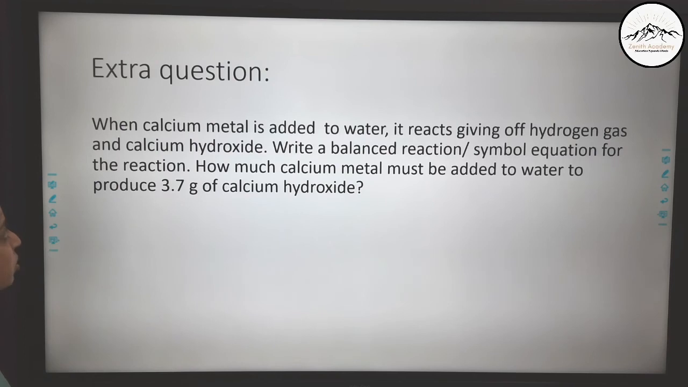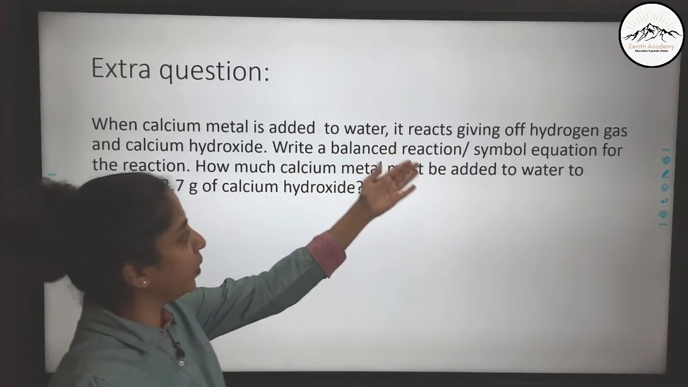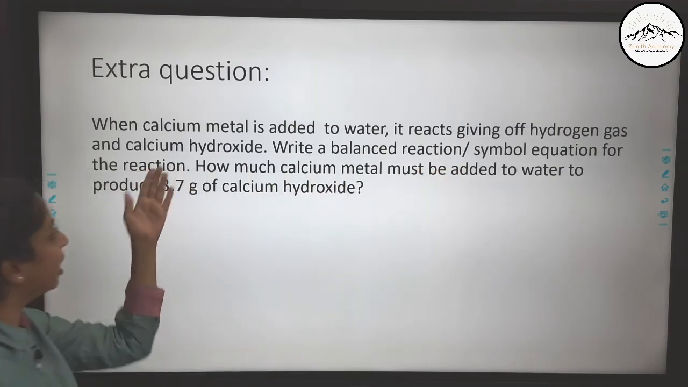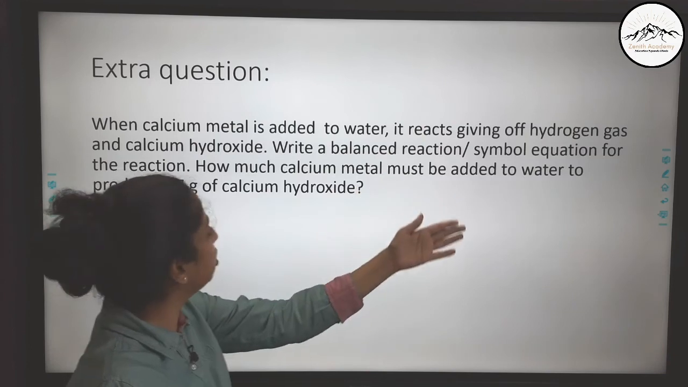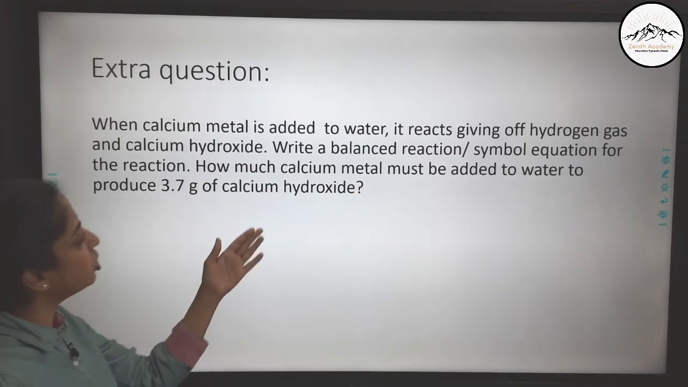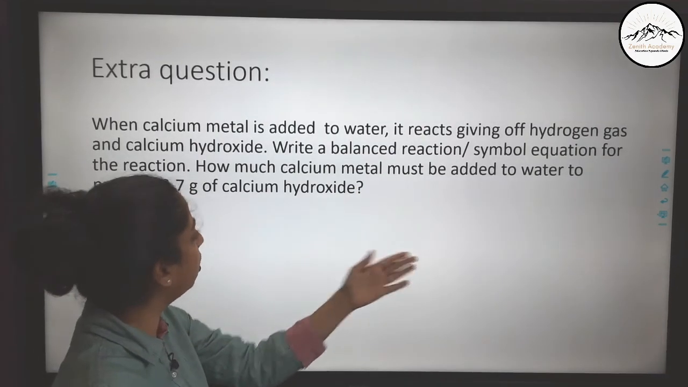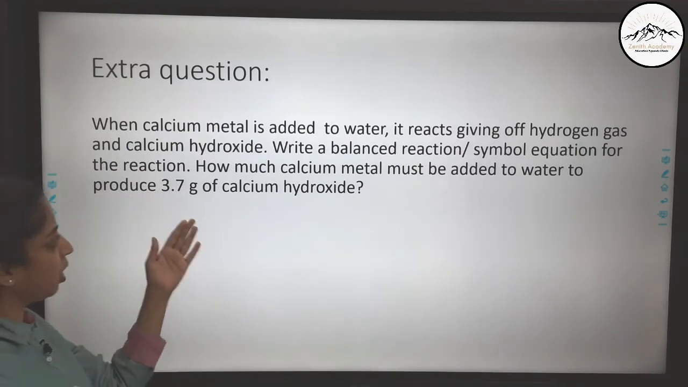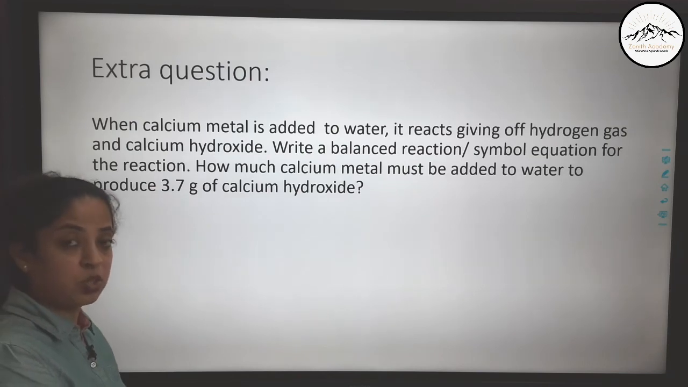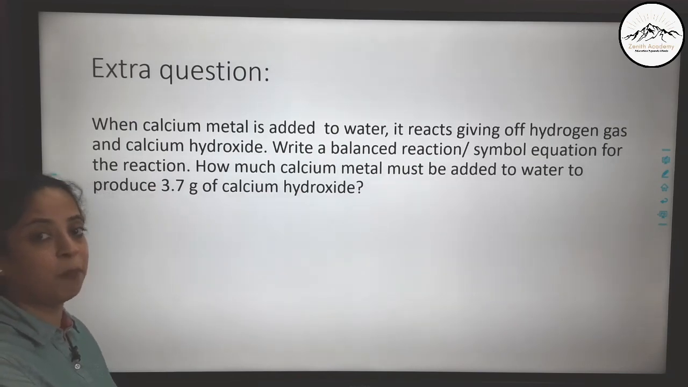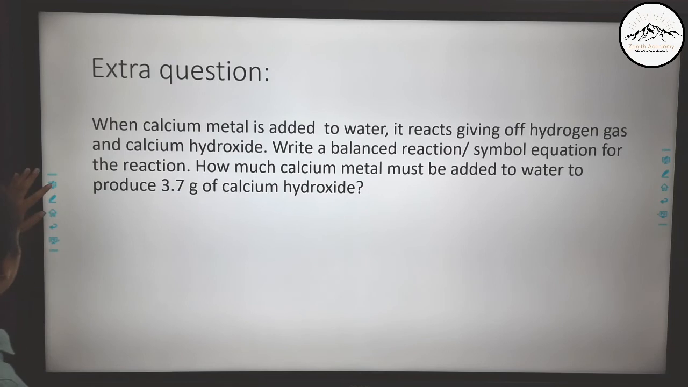This is the extra question. When calcium metal is added to water, it reacts giving off hydrogen gas and calcium hydroxide. Write a balanced reaction or symbol equation for the reaction. How much calcium metal must be added to water to produce 3.7 grams of calcium hydroxide? Now they have not given you a reaction, so you have to write the reaction, balance it, and then go ahead.